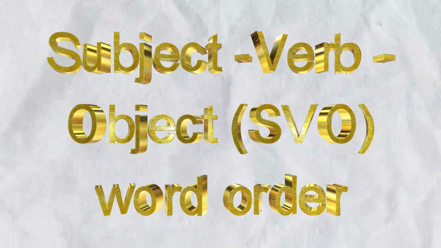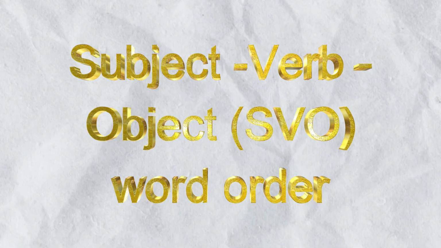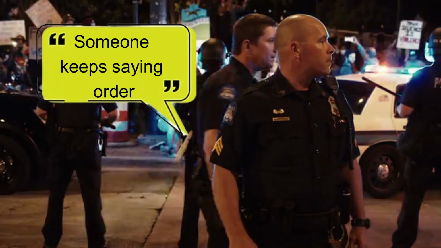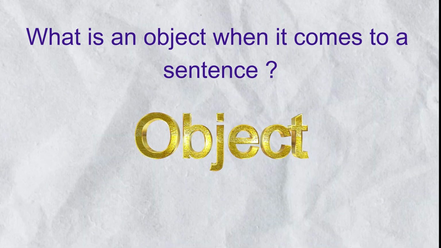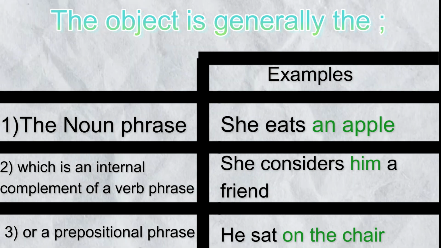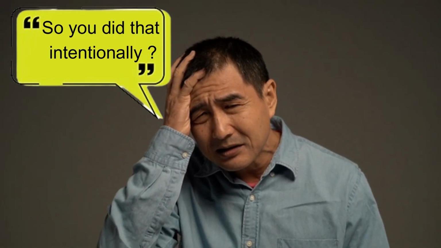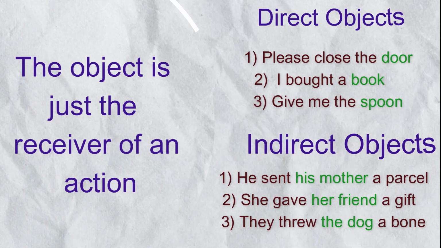In the English language, words are usually aligned according to the subject, verb, object word order. I know a new word just came into existence as concerning our lessons: the object. The object is generally the noun phrase, which is an internal complement of a verb phrase or a prepositional phrase. I know this sounds a little bit like gibberish, but in simple terms, the object is just the receiver of an action.